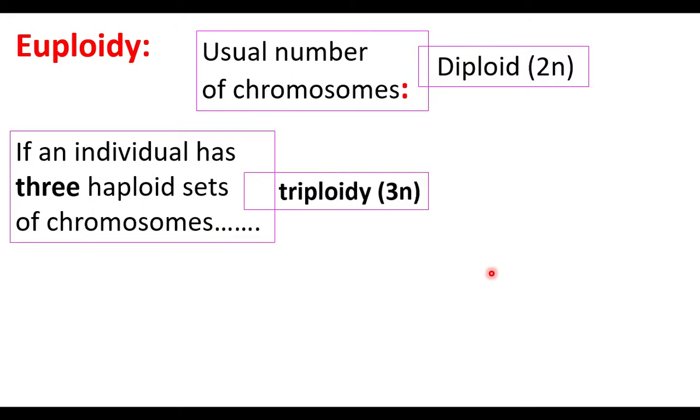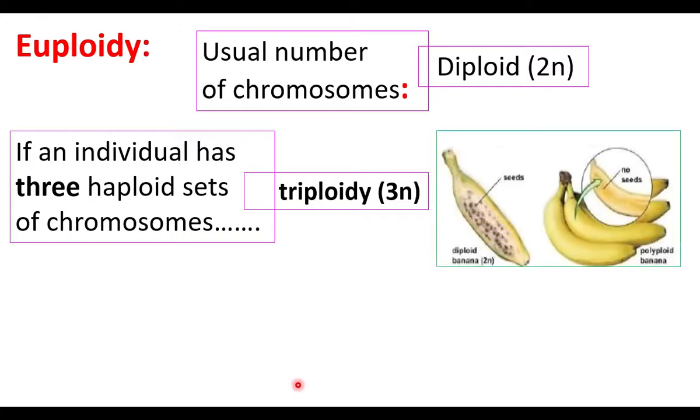triploidy. If an individual has three haploid sets of chromosomes, it is called triploidy. Haploid is a single set. When there are four haploid sets, that is tetraploidy. Here the triploid individuals have no seeds. Banana has seeds, that is diploid, two sets, normal, that is not cultivated. Cultivated banana has no seeds, that is an example for triploidy. Triploid individuals are sterile, they do not produce seeds.